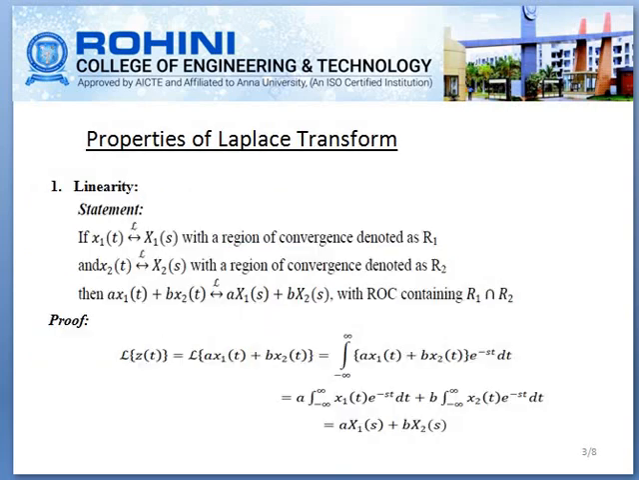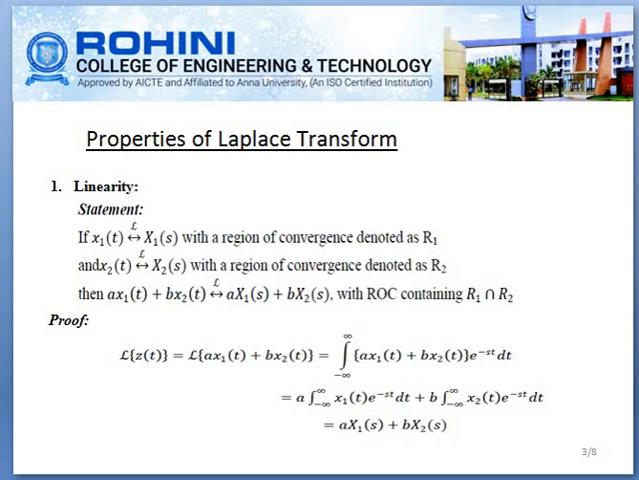Properties of Laplace transform: linearity. If x of t, the Laplace transform gives X1 of s with the region of convergence denoted as R1, and x2 of t, the Laplace transform is X2 of s with the region of convergence denoted as R2, then a x1 of t plus b x2 of t, Laplace transform gives a X1 of s plus b X2 of s with ROC containing R1 intersection R2.